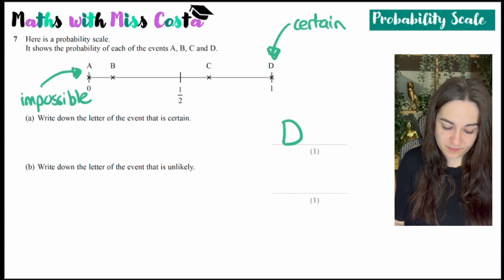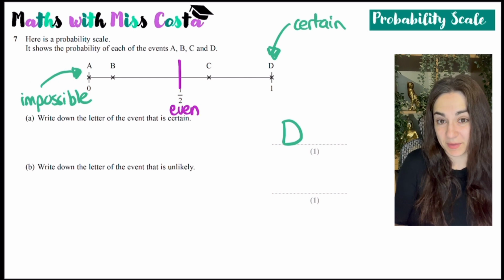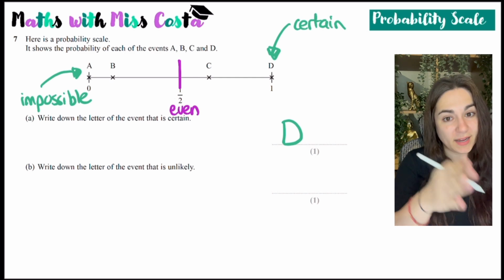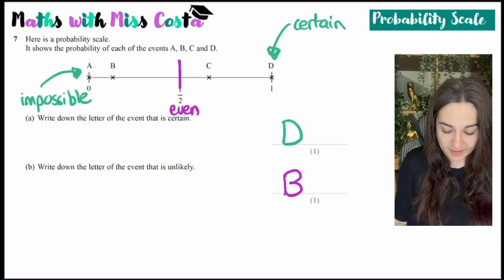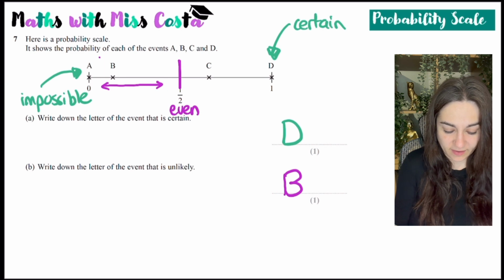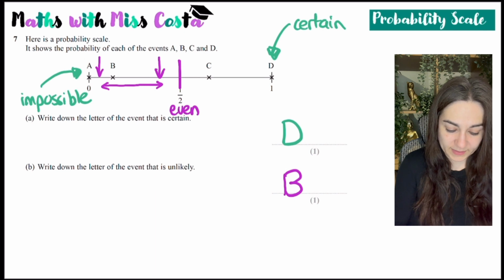And write down the letter of the event that is unlikely. So halfway through my probability scale is where the chances of something happening are even, 50-50. So therefore, in between impossible and a 50-50 chance is unlikely. So that would be B. Anywhere in this region is unlikely. Further this way is very unlikely. Further this way is slightly.